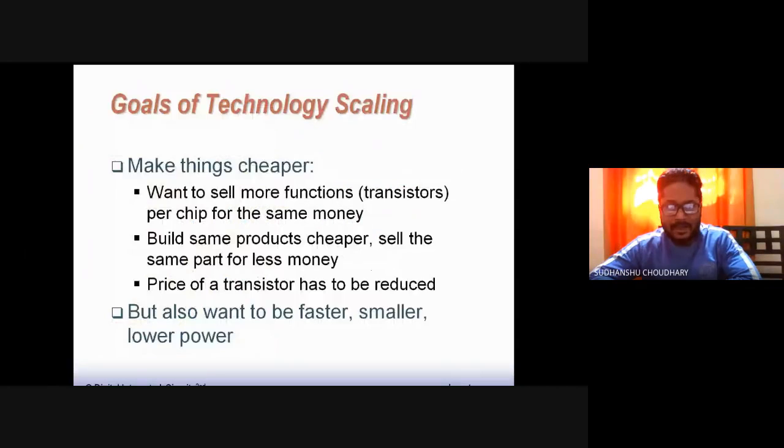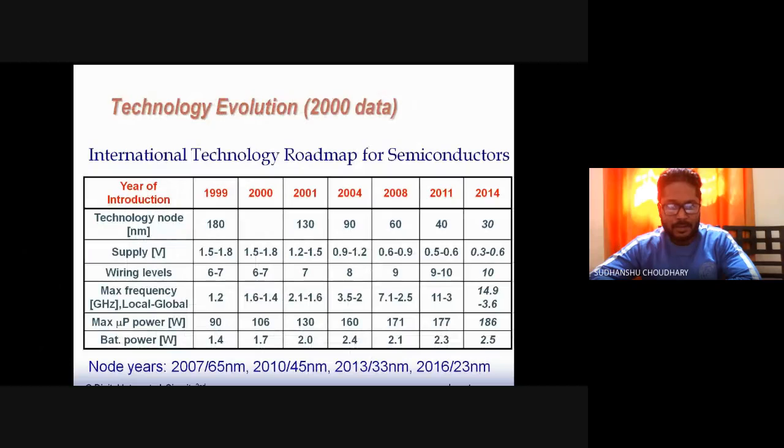Now I think scaling and all we had already studied, so I'll not go into this again. But yes, let us talk about this International Technology Roadmap for Semiconductor, that is ITRS. ITRS is a society which gives the roadmap for semiconductor industry. That is, it predicts or gives the future plans, for example, for a future technology node, what would be the supply voltage, how many wiring levels, the maximum frequency, maximum power, or the battery power requirements. So all these requirements or guidelines are given by this ITRS, or International Technology Roadmap for Semiconductor.